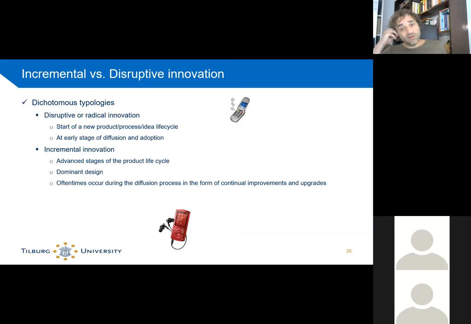Yeah, so Picnic is quite disruptive. Yeah, absolutely. And the adoption of an invention in the market is an innovation. Yep, absolutely.